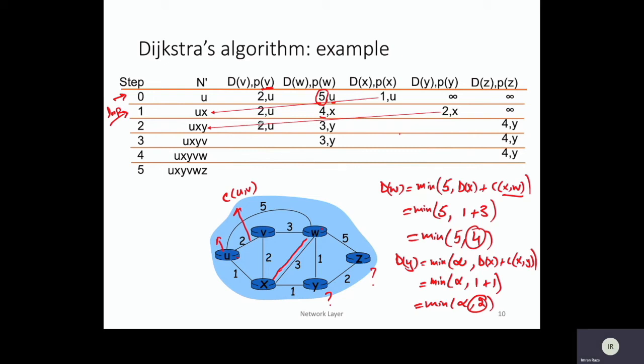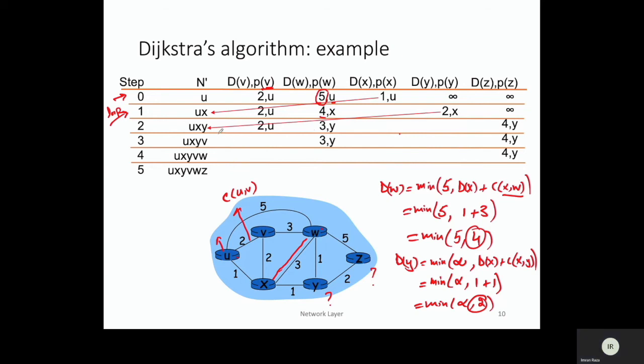Why? Because the cost to reach Y from U is minimum, which is 2. Yes, V is also 2, but you can add any node, so adding V will not make any change in the table. That's why I'm adding node Y and seeing what changes it brings into the table.